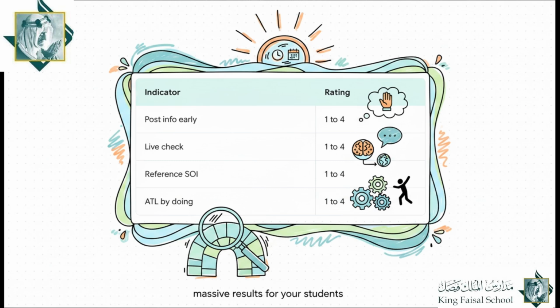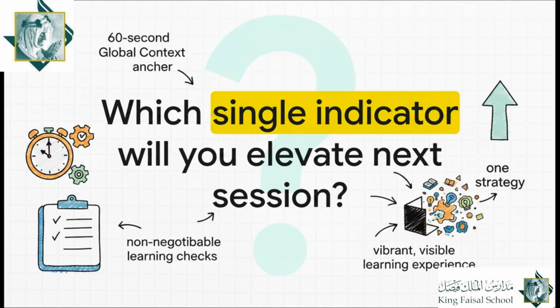So I want to leave you with this final, somewhat provocative thought. Think about everything we've covered today, from those non-negotiable learning checks to the 60-second global context anchor. Which single indicator will you elevate in your very next online session? Don't try to change the whole shebang at once. Pick just one strategy, design it intentionally, and watch how it transforms that black box into a vibrant, highly visible learning experience.